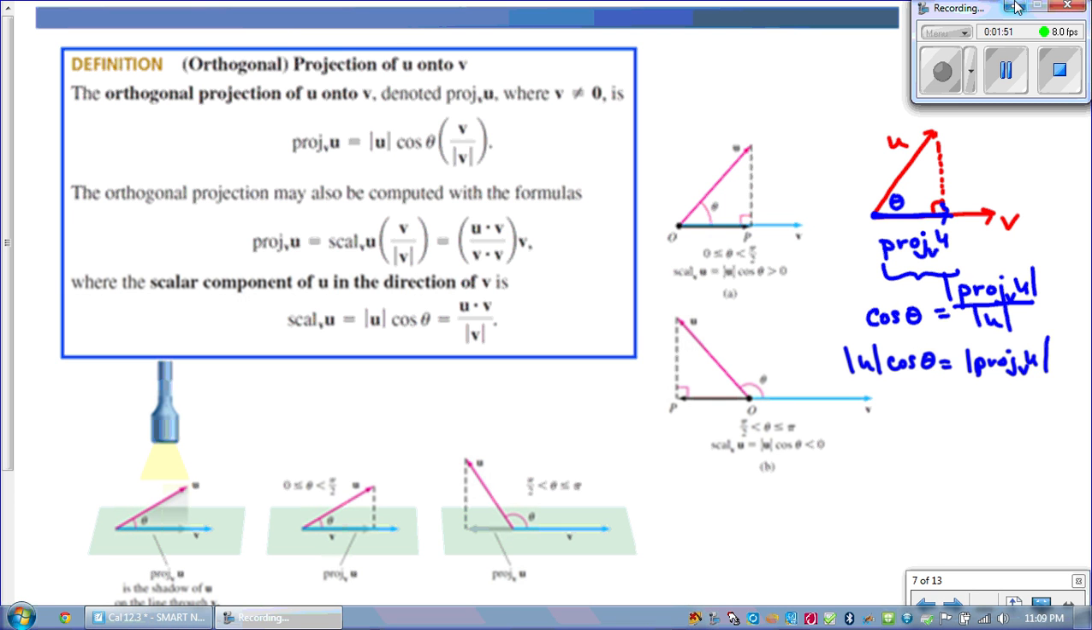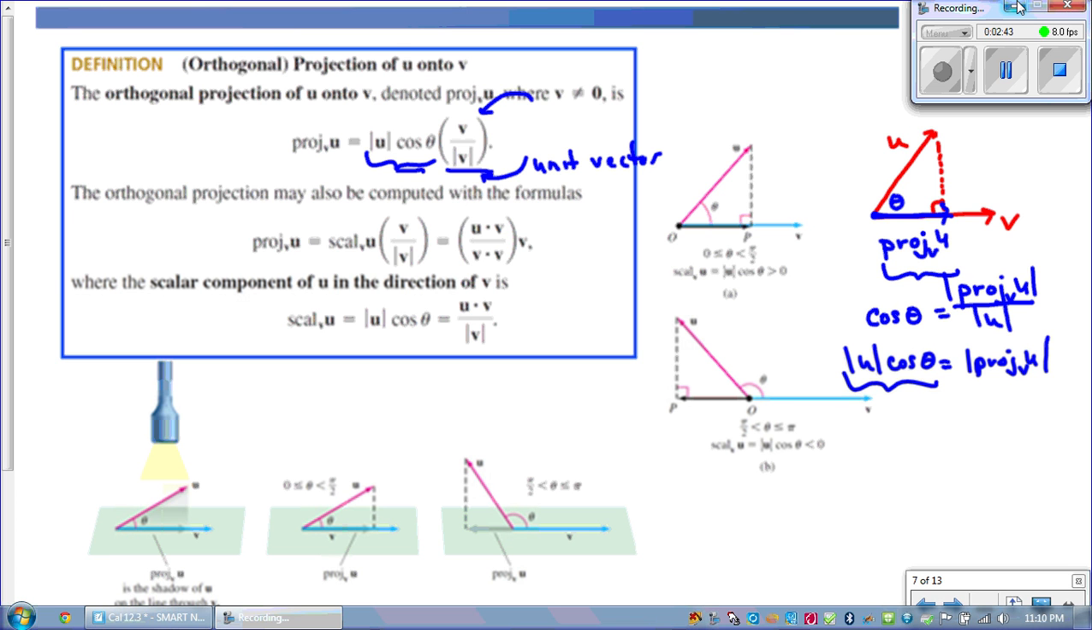If we want to actually find that vector, what we want is to find a multiple of the vector v. I can find a multiple of v that has length equal to the magnitude of the projection of u onto v, by forming a unit vector, which is v over the magnitude of v, and then multiplying it by the length of that projection, which is the magnitude of u times cosine of theta. So this is the length of the projection, and this is just the unit vector going in the same direction as v.